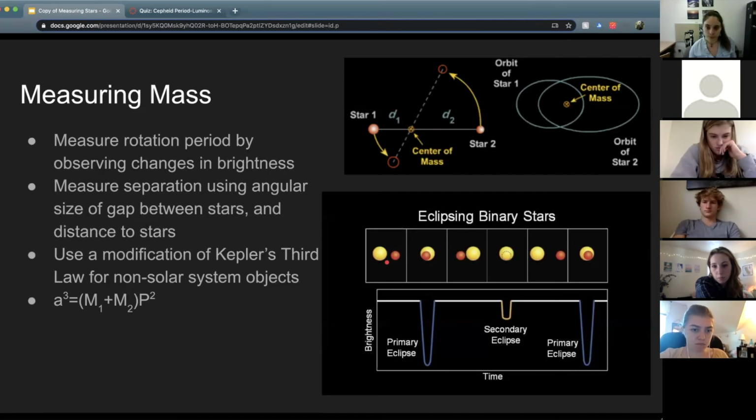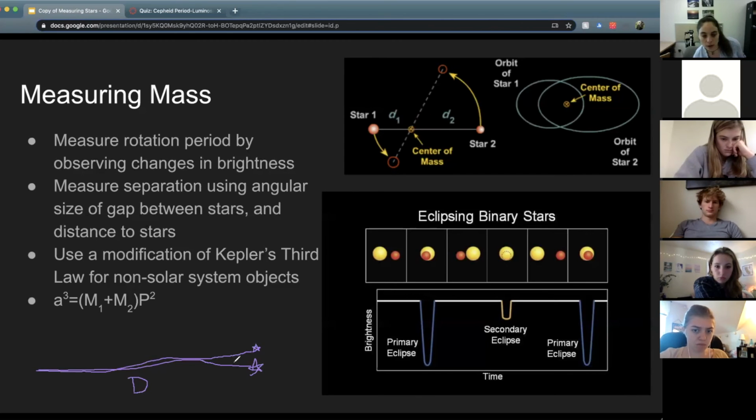So just really quickly, I'll draw this out as best I can. If we know the distance, and we have our two stars orbiting each other, and we can measure the angle of separation, we can use that to measure the actual separation, which is going to be 2 times the semi-major axis.